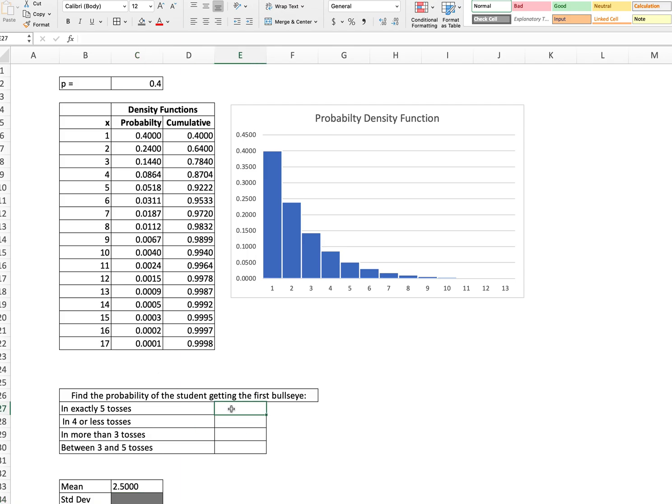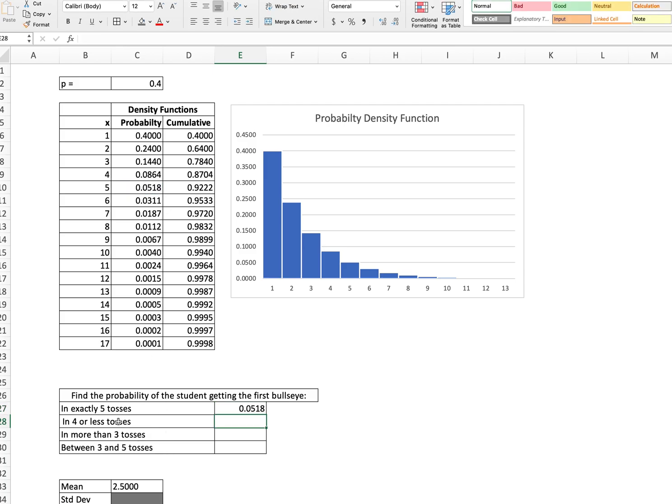So what if I do it in exactly 5 tosses? Exactly, when it means I'm always talking about the probability density function, this side, where it's an exact. Exactly 5 tosses is right here. It's 5.18%, or 0.0518. So I say equals to exactly 5.